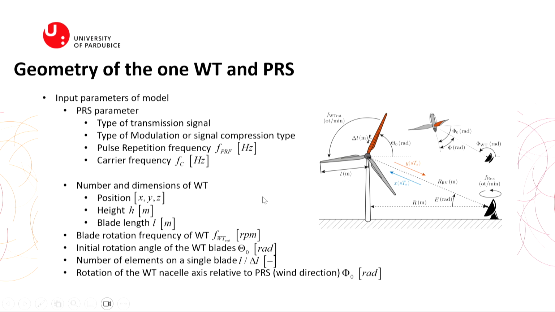you can choose it. Height, blade length, blade rotation frequency of wind turbines, initial rotation angle of wind turbine blades, number of elements on a single blade, and rotation of the wind turbine's nacelle axis relative to PRS. It is wind direction, because of course your wind turbines always try to turn to the best direction, so it is clear at 90 degrees, because it will be the best reflectivity.